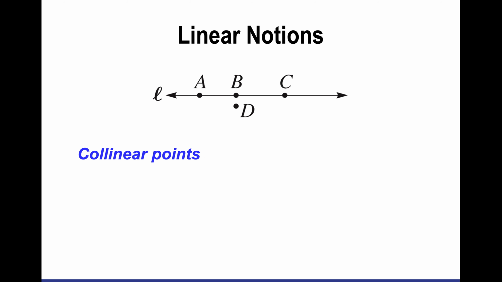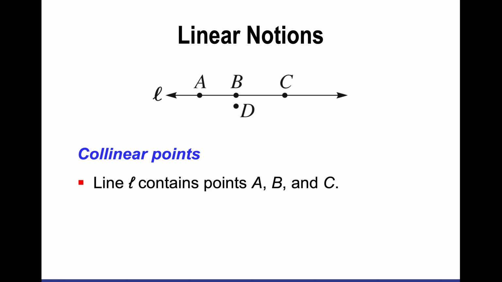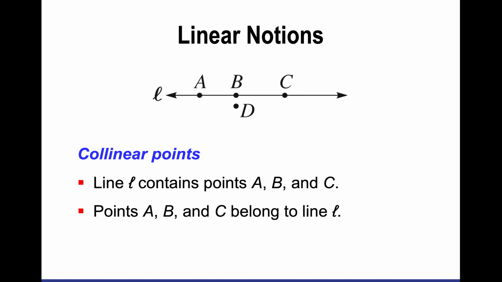In linear notations, we name it with collinear points. So line L has points A, B, and C. They're all in a line. So we could also say points A, B, and C belong to line L. It doesn't matter how you refer to them. The idea is they're collinear, meaning they're in order on a line.